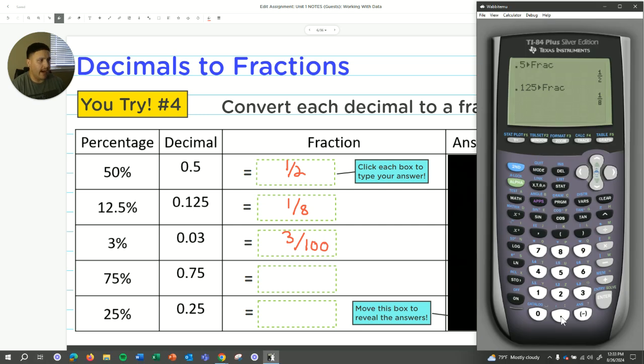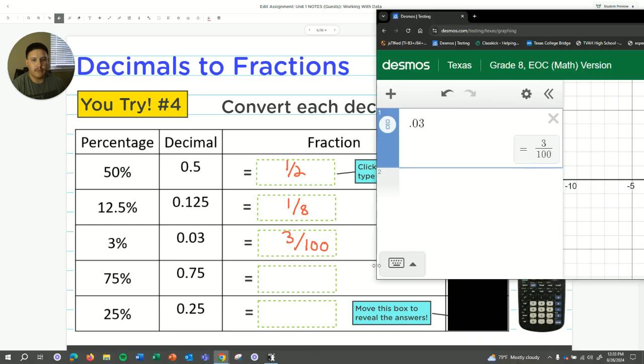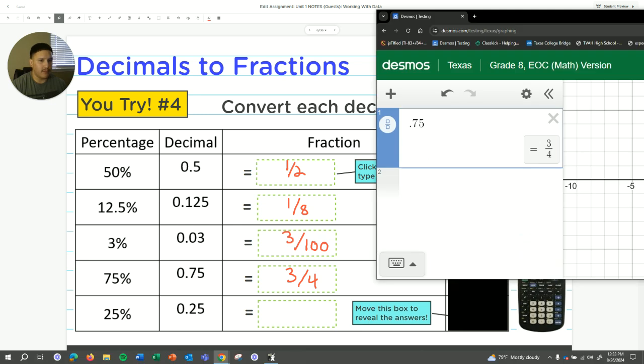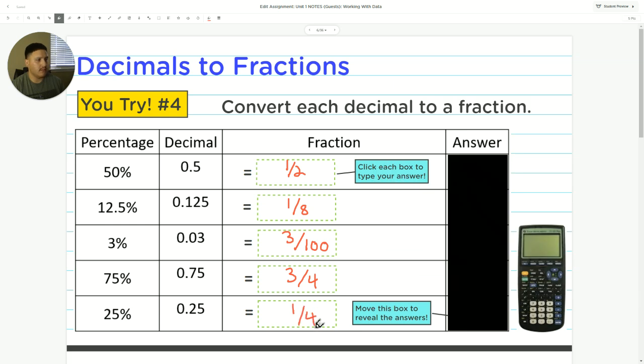Okay, with 0.75, with Desmos. So 0.75, click the circle, and you will get a reduced fraction of 3/4. Now I'm going to do the last one with Desmos. So let's say we have 0.25. Click the button. 1/4 is our reduced fraction. Okay, and that's it for you. Try number 4.